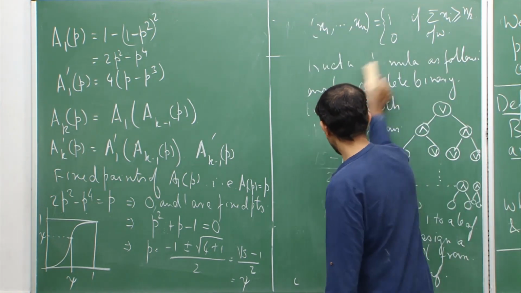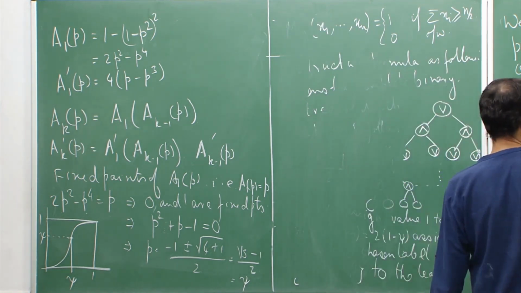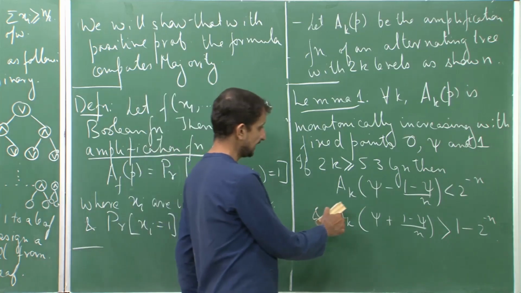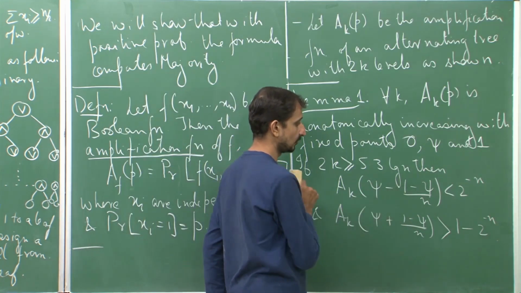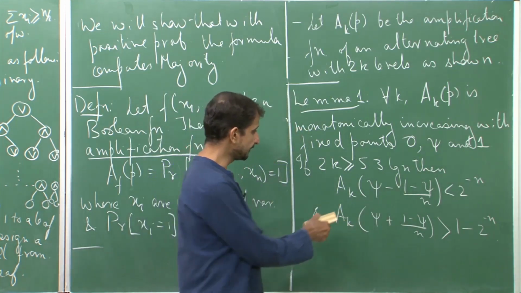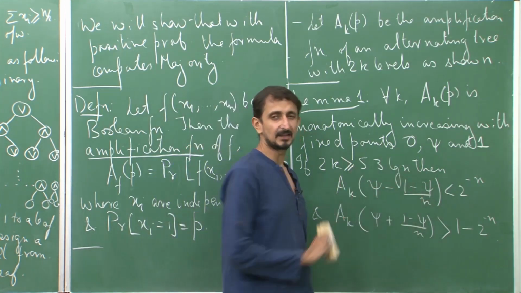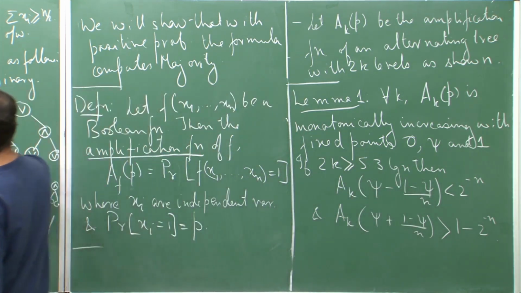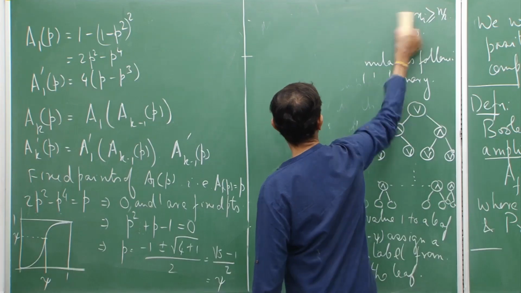So, now what we have to prove is that ak of psi minus 1 over psi. In fact, what we will show is only one of the inequalities, the other just follows by a symmetric argument.